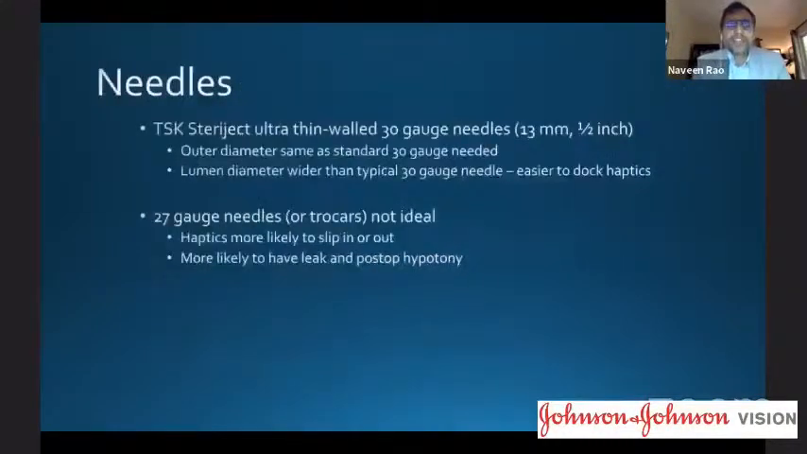The needles that you'll need ideally are these thin-walled 30-gauge needles, which you can get from this company TSK in Japan. Their outer diameter is the same as a 30-gauge needle, but the internal diameter is wider than the typical 30-gauge needle, so it becomes much easier to dock the haptics. If you use 27-gauge needles, as is sometimes done by many retinal specialists, the haptics are more likely to slip in or out from those intrascleral tracts, leading to hypotony.